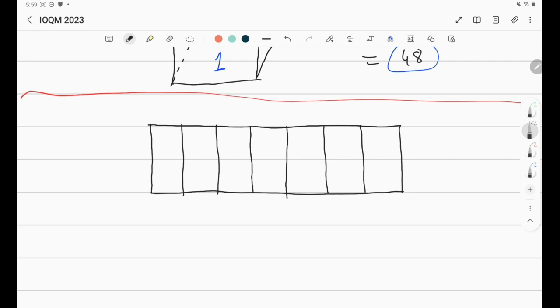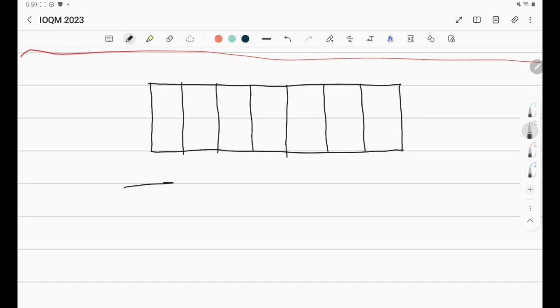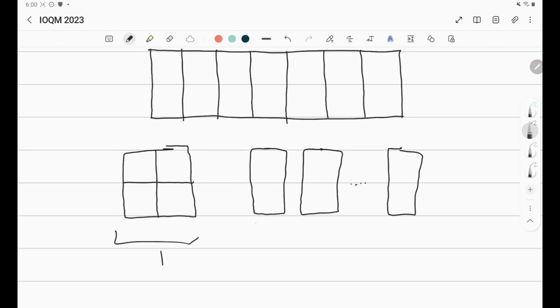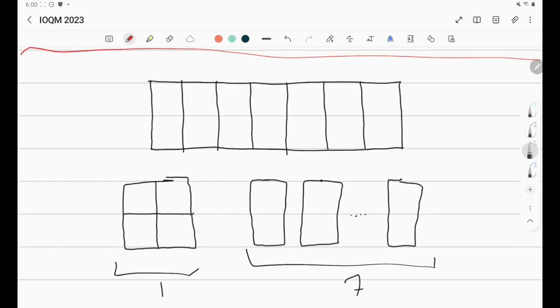Okay, now if you think about it, let's just say what do we have? We have tiles. We have this tile, and we have 7 tiles of this shape. So here we just have 1, here we have 7. Okay. So now we need to tile that.